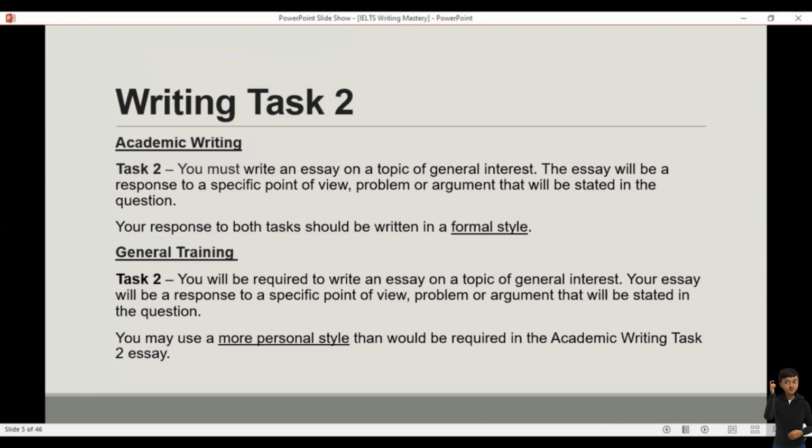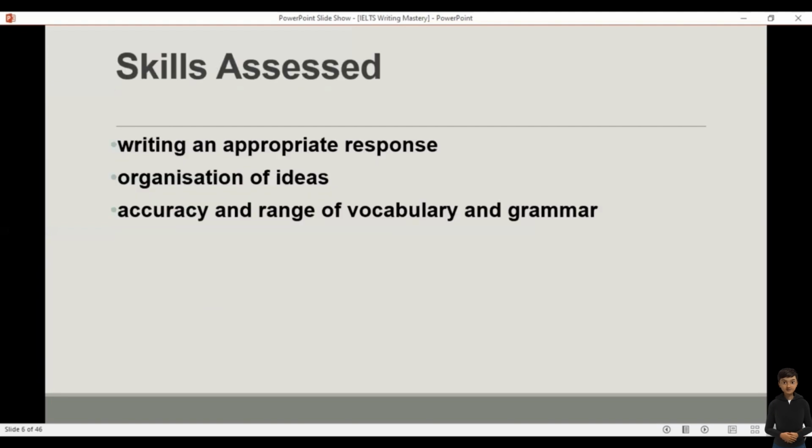Now we will discuss the general training writing task 2. For general training task 2, you will be required to write an essay on a topic of general interest. Your essay will be a response to a specific point of view, problem, or argument that will be stated in the question. You may use a more personal style than would be required in academic writing task 2, right? So that's the basic difference in task 2.